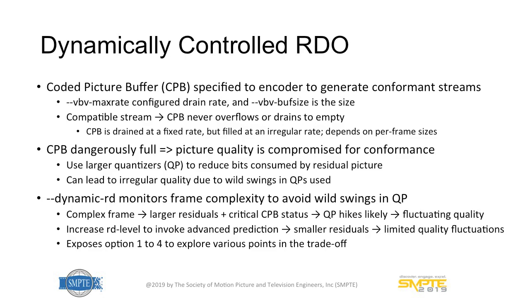So what do we actually do here? In case of the buffer being dangerously full, we raise the RD level for complex areas, defined by their variance. If there is low complexity, and if we don't have pressure in terms of CPB fullness, we go down and use simpler algorithms, and Pradeep already covered them.